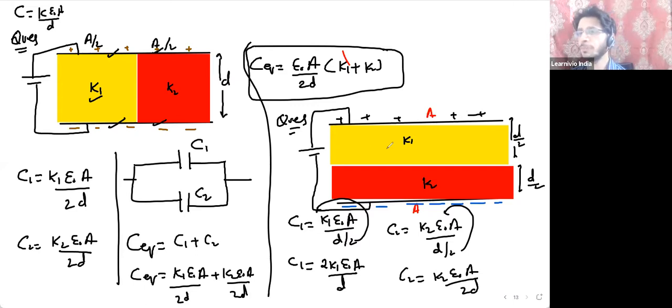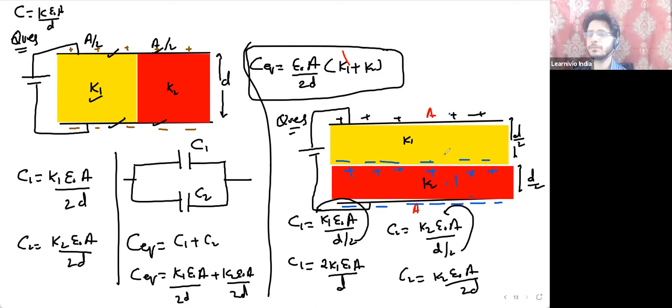Due to this positive plate, you have some negative charge induced over this plate. And due to this negative plate, you will have some positive charge induced here. So that's your first capacitor, with the positive plate and negative plate of the first capacitor. That's your second capacitor, with the positive and negative plate of the second capacitor.